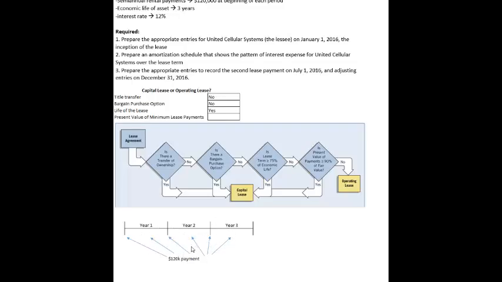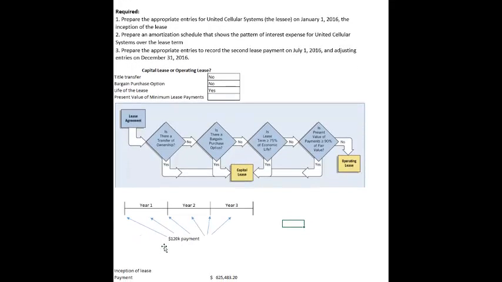We need to figure out, well, what is all of that worth today, right here, when we sign the lease? And this becomes a present value problem. We're taking all of these future cash flows, discounting them back to the current period, and saying, okay, that's what our lease liability needs to be recorded at, and the leased asset needs to be recorded at the same value. So we need to go through this process of discounting all these cash flows to today's date, to today's dollar value.